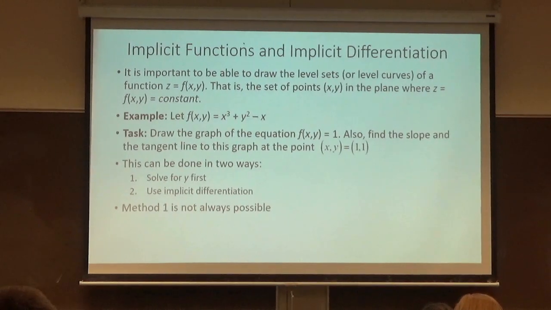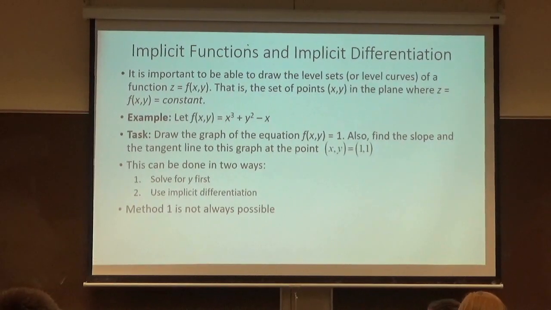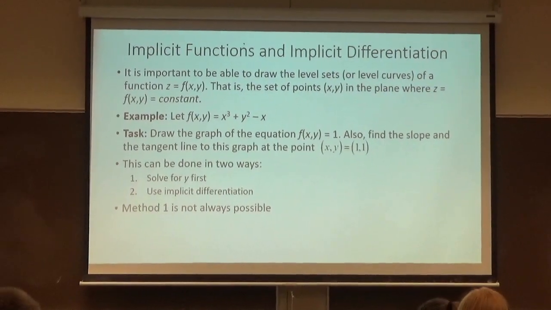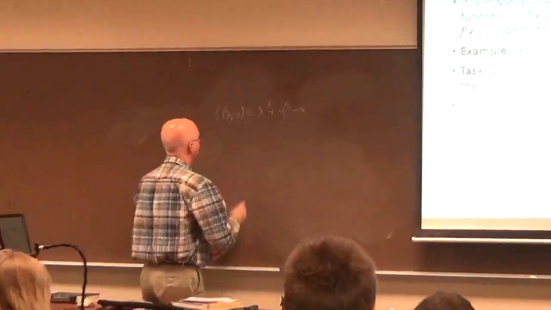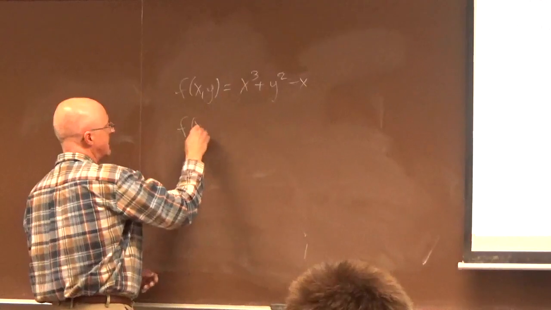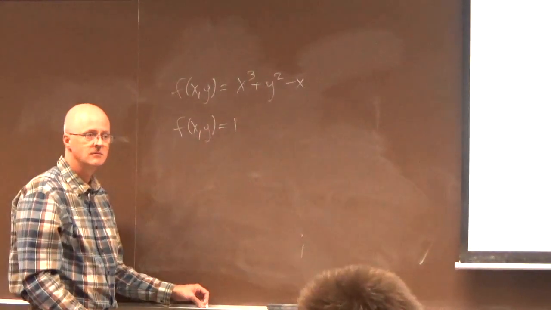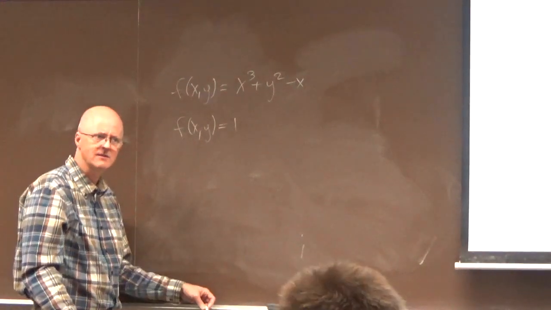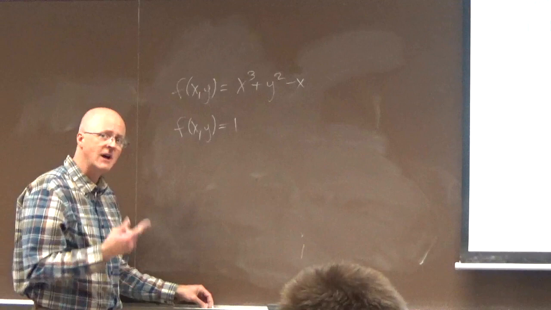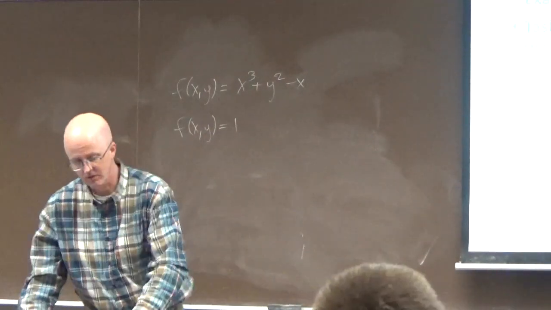So what do I have here? I've got a function of two variables, a multivariable calculus function, x cubed plus y squared minus x. I'm interested in the curve in the plane where this function's output is always equal to 1. I'd like to know what that curve looks like for the purposes of understanding this function. And here's a visual of what's going on.